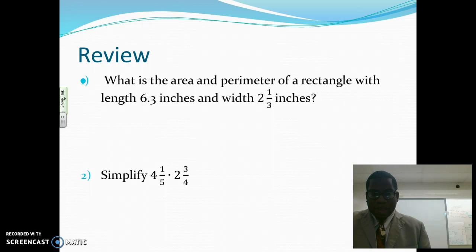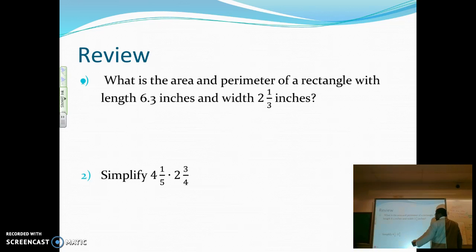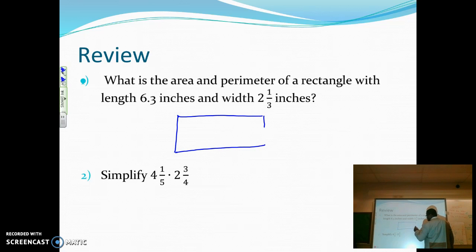When we talk about area and perimeter, one thing that's going to be very helpful is to draw a picture of what we're looking at. So I'm going to quickly go to the board so I can draw and we can talk about what's going on. All right, we have a length of 6.3 and a width of 2 1/3.